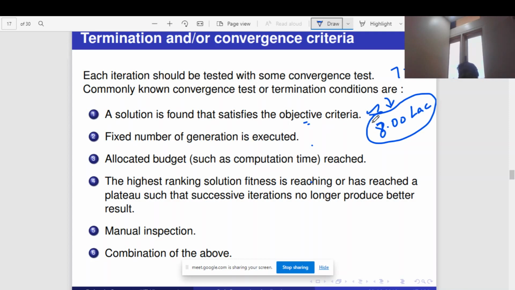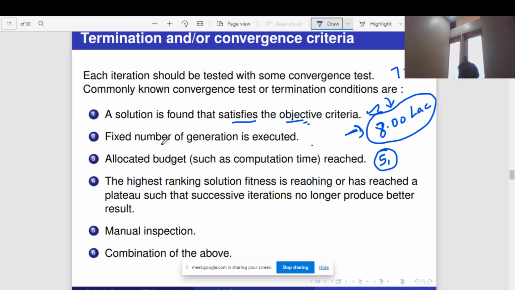Or say you are getting this 8 lakh package immediately, but if you work another 5 years, you may get a package of 15 lakhs. But there is that extra 5 years criterion, so probably you may go with this. That is what is called a solution found that meets the objective criteria.